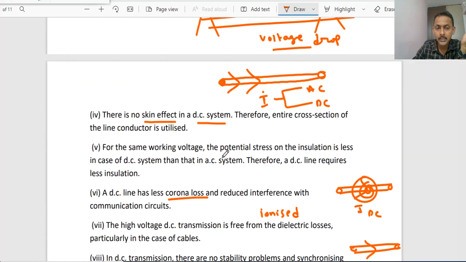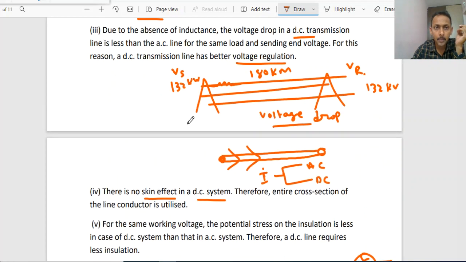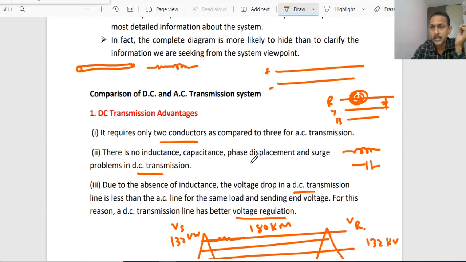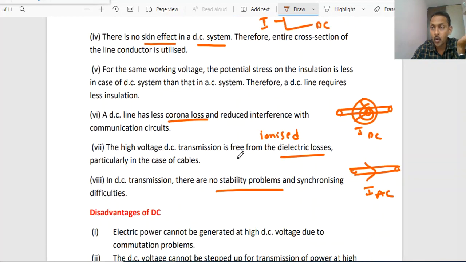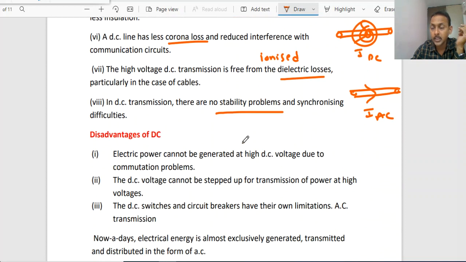Skin effect will be less, corona effect will be less, and also the dielectric losses will be very less in case of cables, and there won't be any stability problems. All those are the advantages with respect to the DC transmission system. Then, even though we are having these many advantages, what is the major disadvantage? Why are we going to prefer only AC to transmit bulk power?